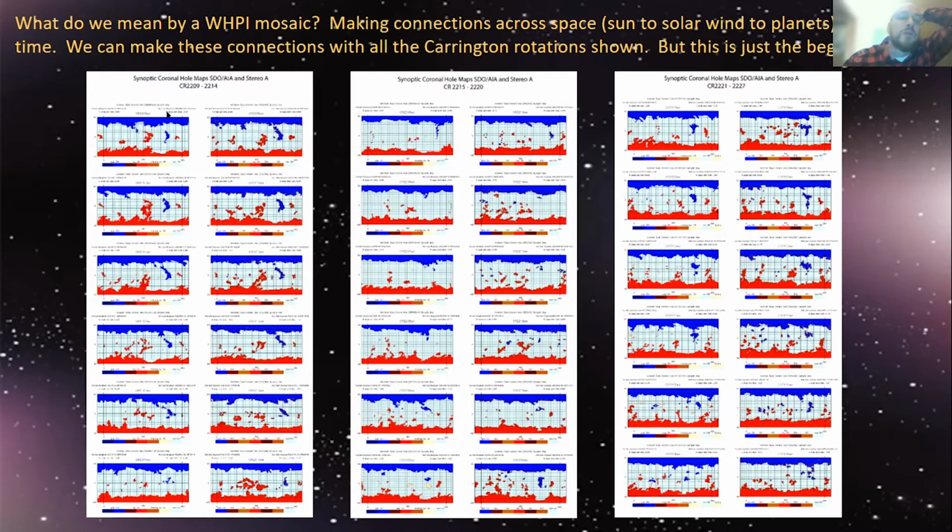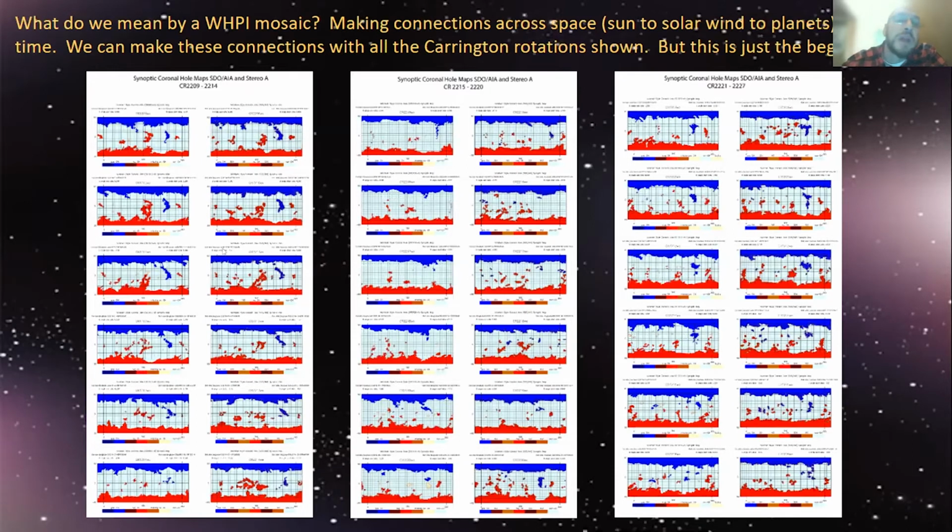Just want to point out real quick that in this time is going in this direction with STEREO A and SDO maps, and we've got these recurring coronal holes.